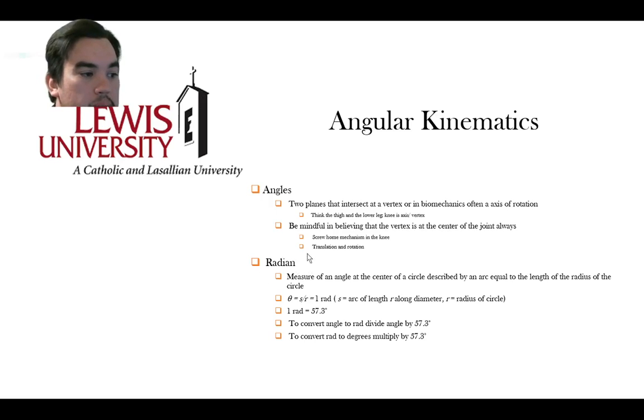Okay, and then one of the big units of measurement within angular kinematics is a radian. A radian is a measure of an angle at the center of a circle described by an arc equal to the length of the radius of the circle. So what the heck does that mean?